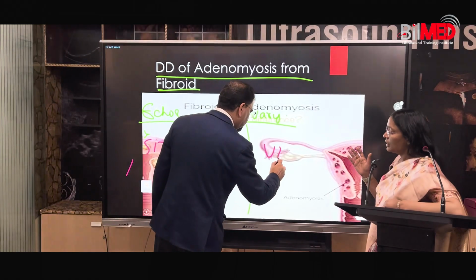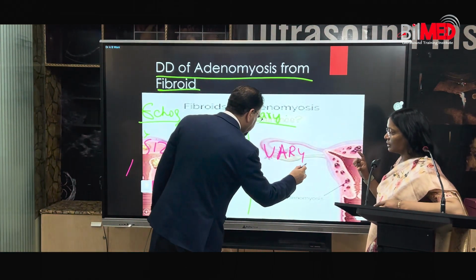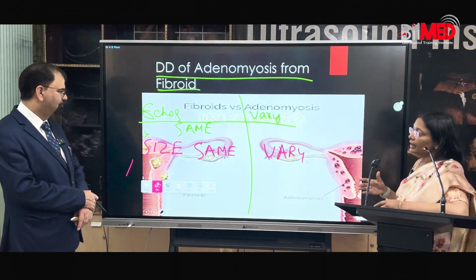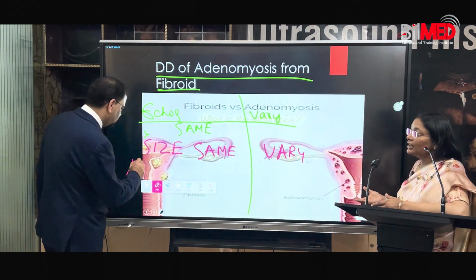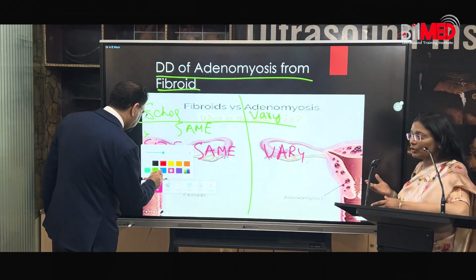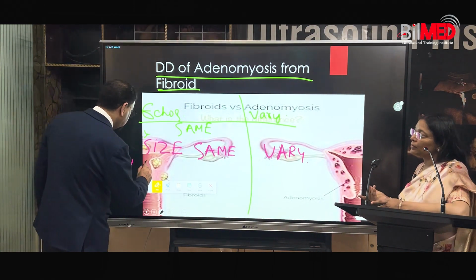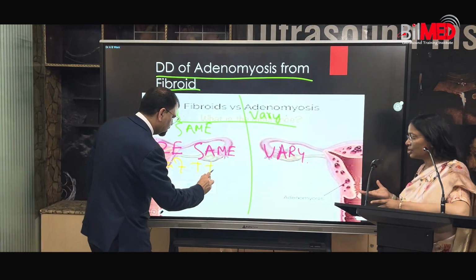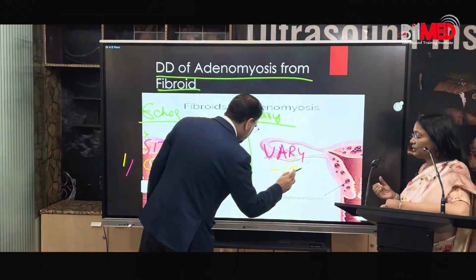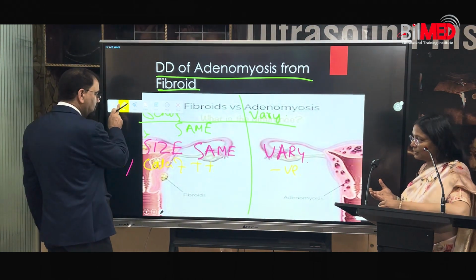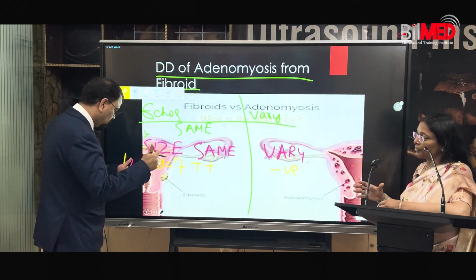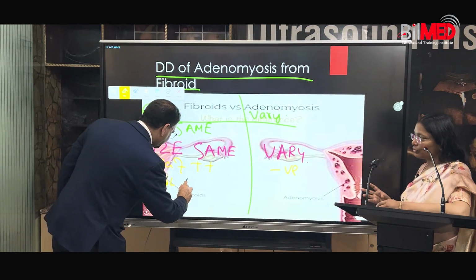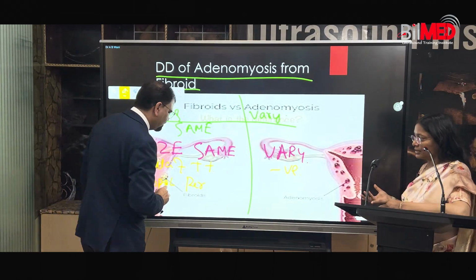Firstly, it will be some standard size, and then it will increase in size, and then it may decrease also. The next point is calcification. Mostly fibroid will have peripheral calcification, and adenomyosis will not have so much calcification. The fourth point is about the peripheral vessels on color Doppler. There will be more peripheral vessels in fibroid rather than in adenomyosis.